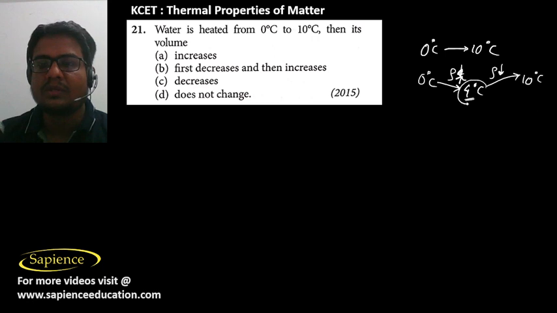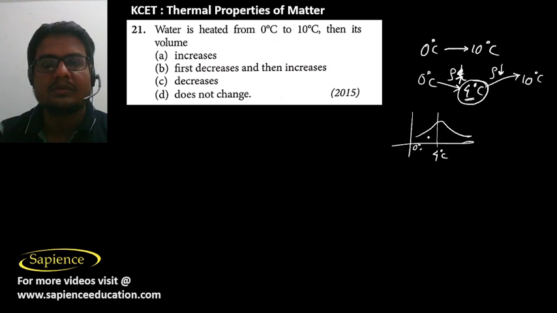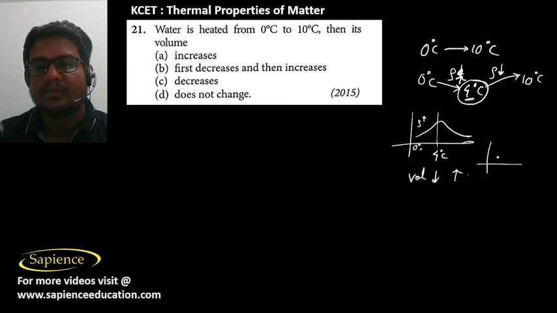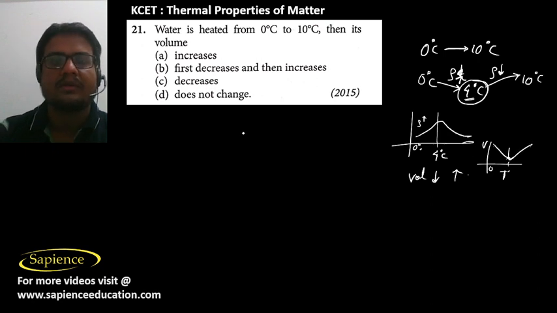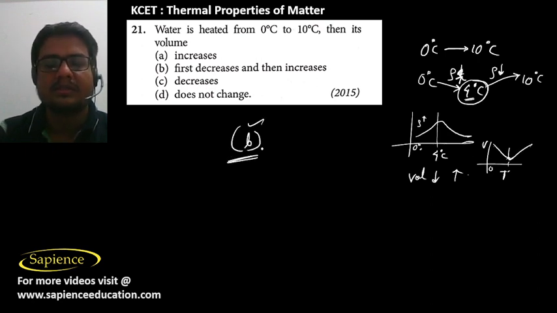So the density of water is highest at 4 degrees Celsius. So from 0 degrees to 4 degrees Celsius it increases and then again decreases. So the density first increases, therefore the volume first decreases and then increases. If I plot the volume with temperature, then from 0 to 4 degrees Celsius the volume decreases and then the volume increases. So option B is the correct answer. It means the volume first decreases and then increases.